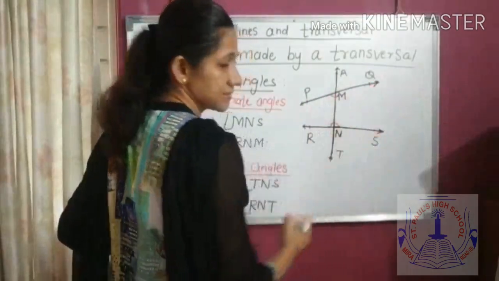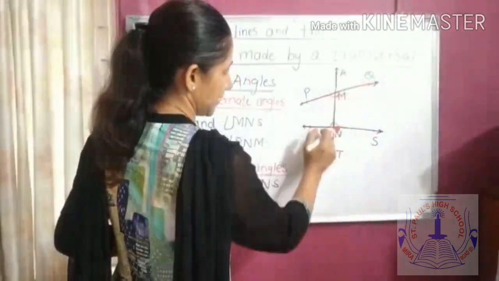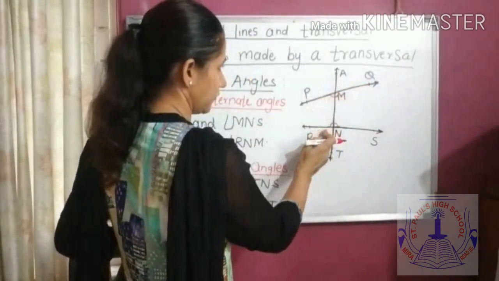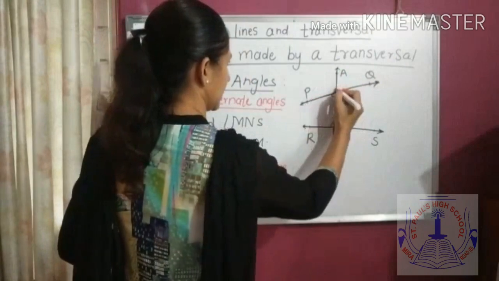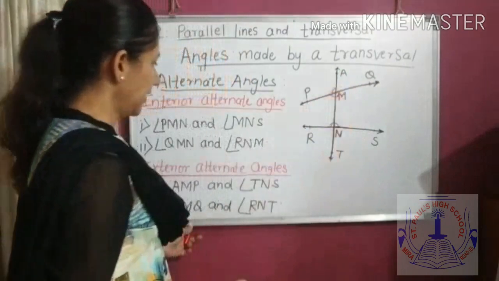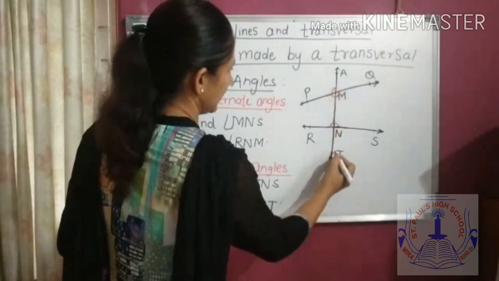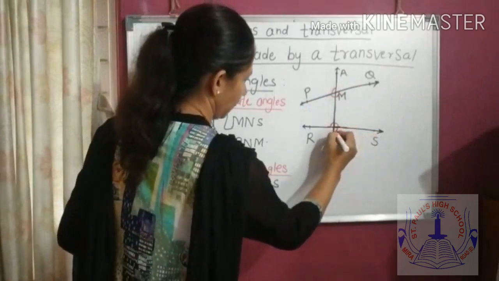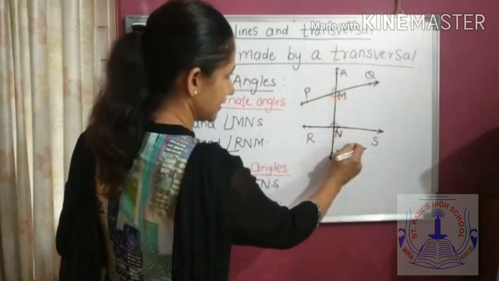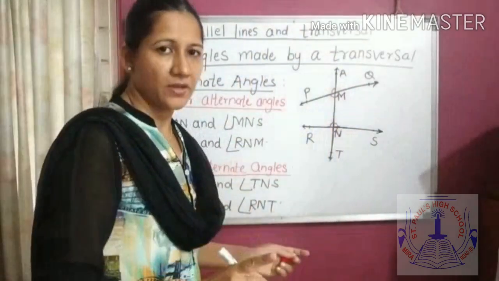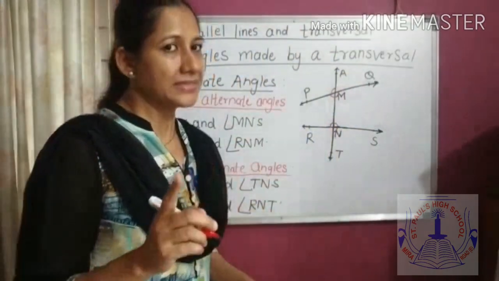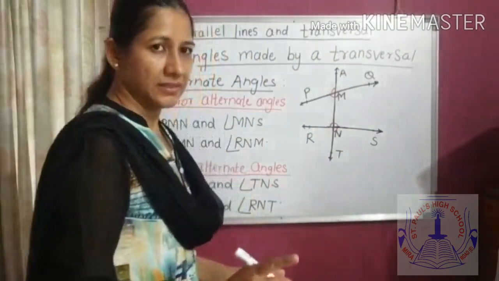So these lines PQ and RS are the given lines, and they are outside and on the opposite sides. If you see here, angle AMP and angle TNS fall outside the given two lines and they are on opposite sides. Clear? So that is one of the pairs of exterior alternate angles.